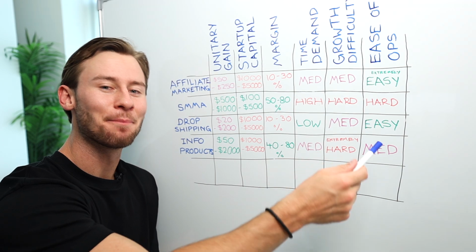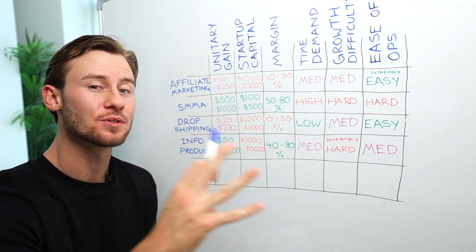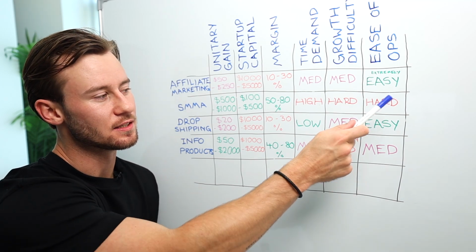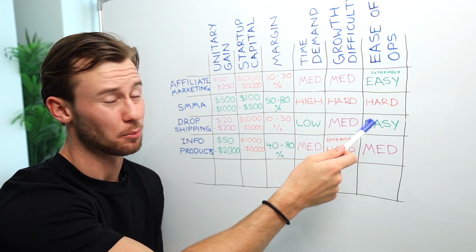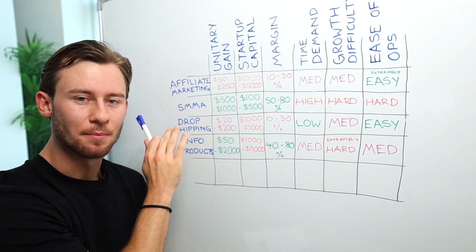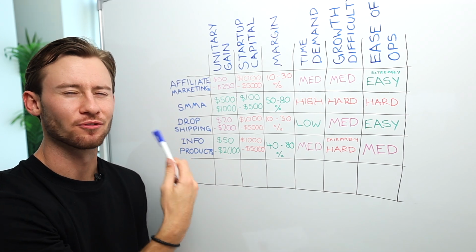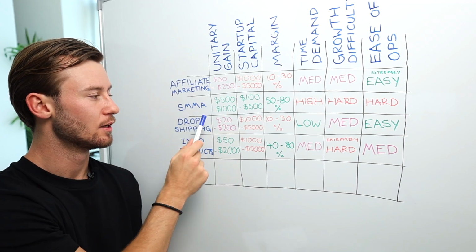And so I had to manage that team. I had to make sure they were happy. I had to make sure that they were getting paid well. I had to make sure that everything was organized for them. And so ease of ops, you've got to manage people, a lot of people at times, and that can be difficult. So affiliate marketing done, social media marketing agency done. As I said, holds a very special place in my heart because that's where I really started with online business.